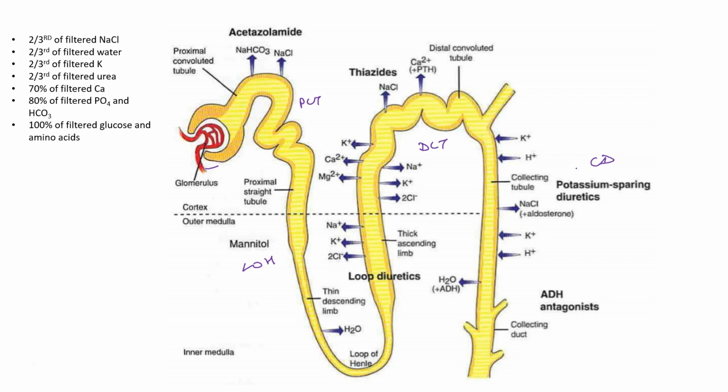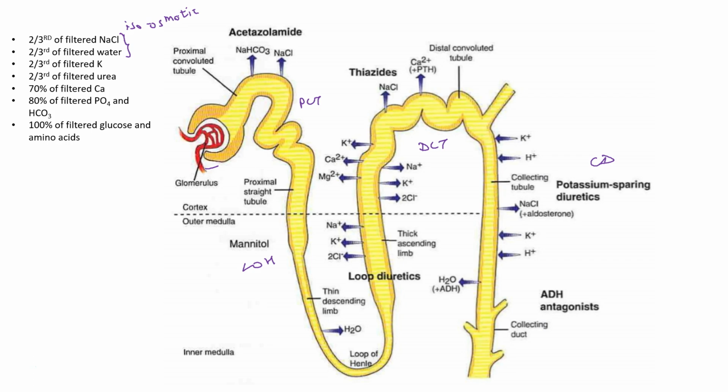Since equal amounts of NaCl and water are reabsorbed at this level, the fluid that leaves the PCT is said to be isoosmotic. Equal amounts of potassium and urea are reabsorbed at this level. 70% of filtered calcium and 80% of phosphates and bicarbonates are reabsorbed.